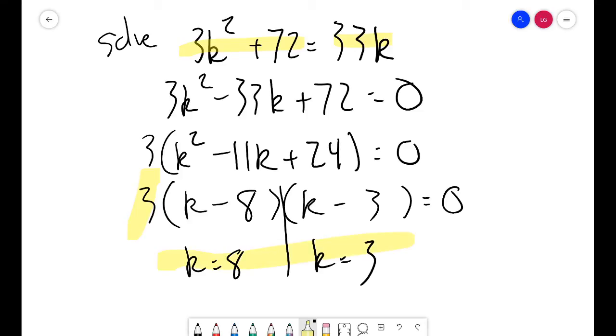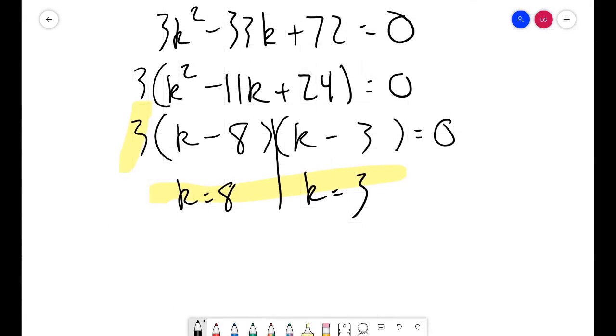So these are our potential answers, and we can check them. When we check, we should use the original equation, or the original question. We're using k's here, k equals 8.